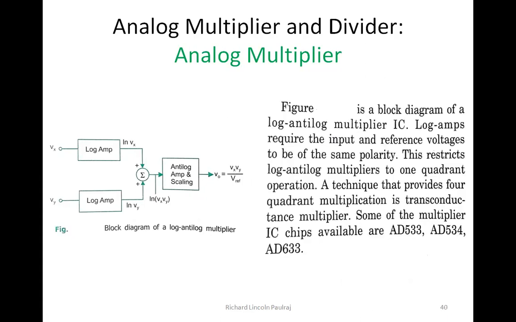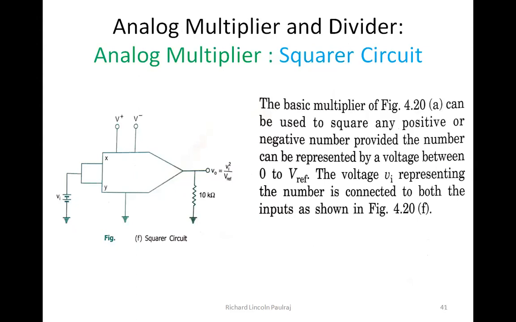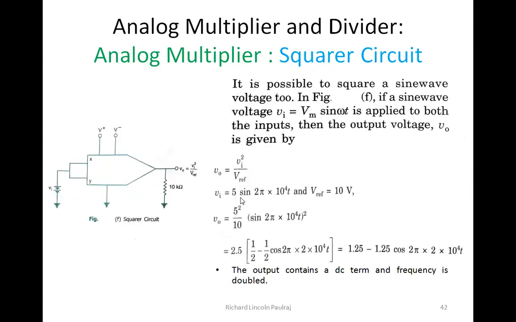Not only that, we looked into the squaring circuits. How was this squaring circuit made? We connected both the inputs and gave the voltage Vi, so that both inputs were multiplied. It's as good as Vx Vy. Since it is Vi, both get multiplied and it becomes Vi square divided by V reference. And we saw a few equations as well.